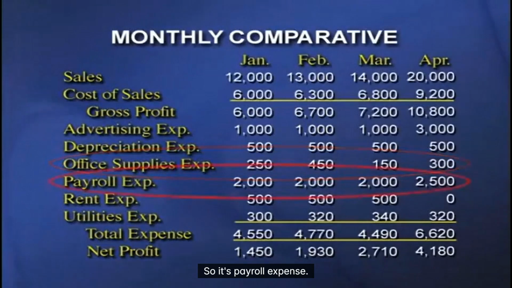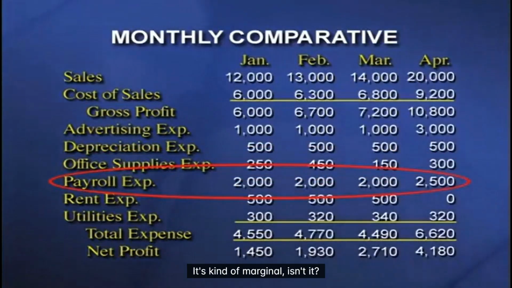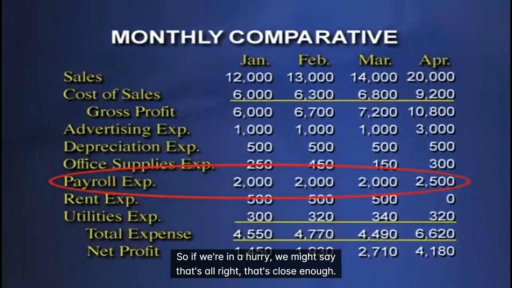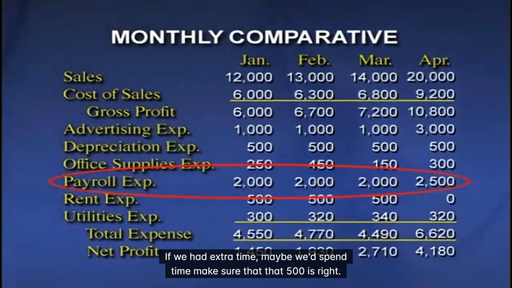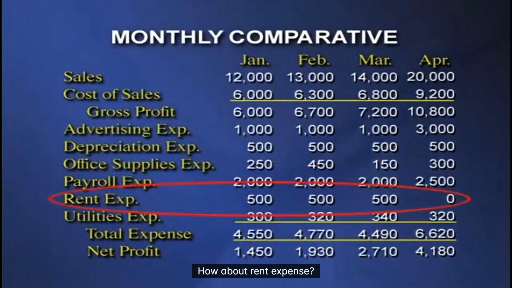So it's payroll expense. Is that an anomaly? It's kind of marginal, isn't it? Could we justify the additional $500? So if we're in a hurry, we might say, yeah, that's all right. That's close enough. If we had extra time, maybe we'd spend time, make sure that that 500 is right. Let's imagine that we say that's all right, okay? How about rent expense?